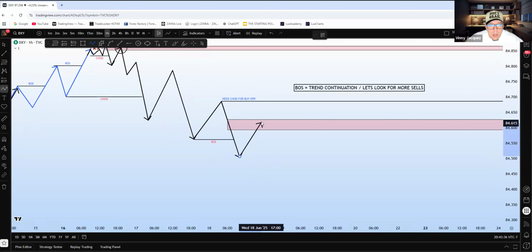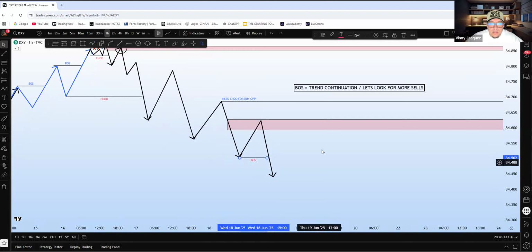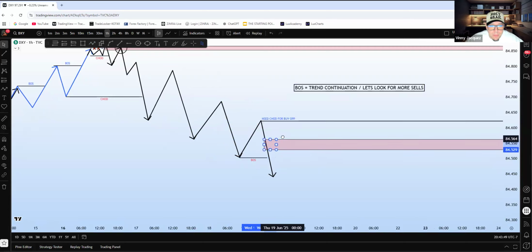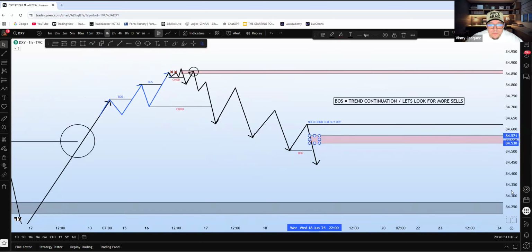Yes. Opportunity. Let's go ahead. Break of structure to the downside. What does that tell us? Trend continuation. Let's look for more sells. Let's go ahead and adjust our lines. Look for more sell opportunities.